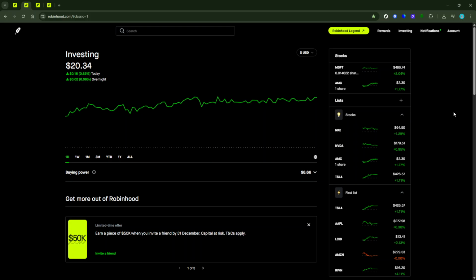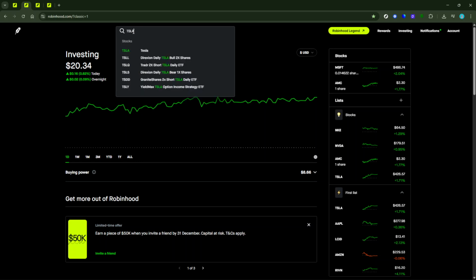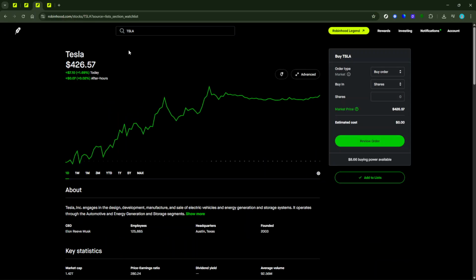After confirming your account's eligibility, you're ready to look for potential stocks to trade. Use the search bar at the top of the site to find stocks that demonstrate high volatility and experience large price movements throughout the day.